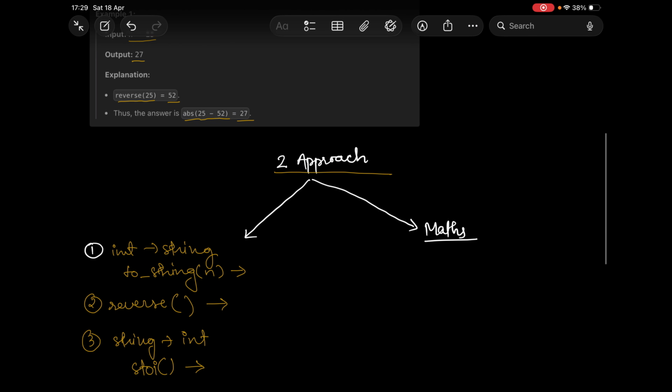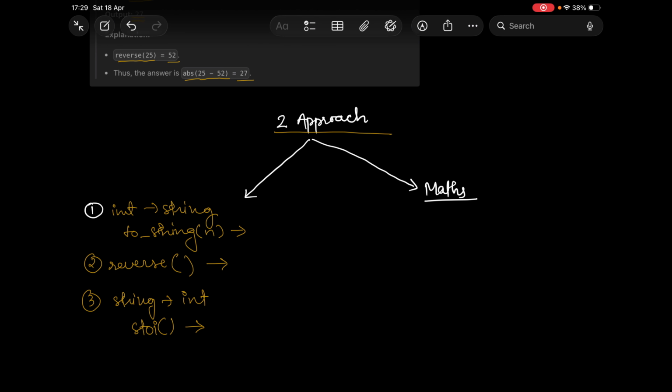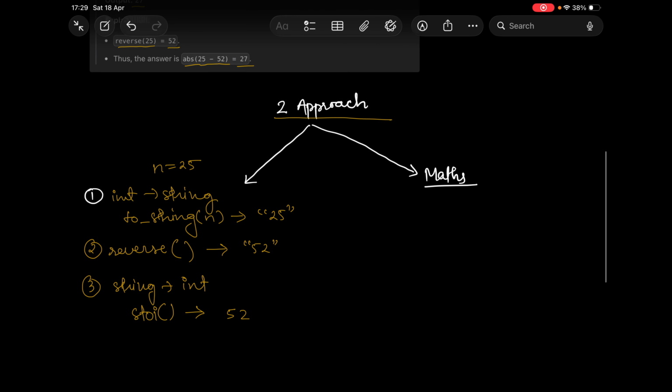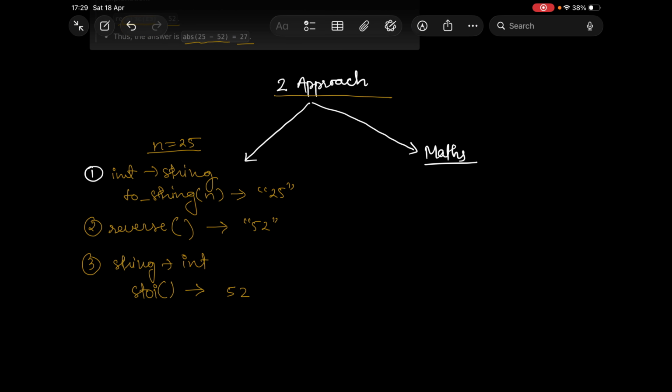For example, if we take the above example, the number is 25. So to_string of n would be 25 as a string. Reverse of 25 would be 52. Again, when we convert this to integer, this will give us 52 as an integer number. Now what the question has asked, we need to do an absolute difference between n and the reverse value. So the absolute difference of 25 minus 52 is what we have to return at the end, which is 27. So this is one way to solve this problem.